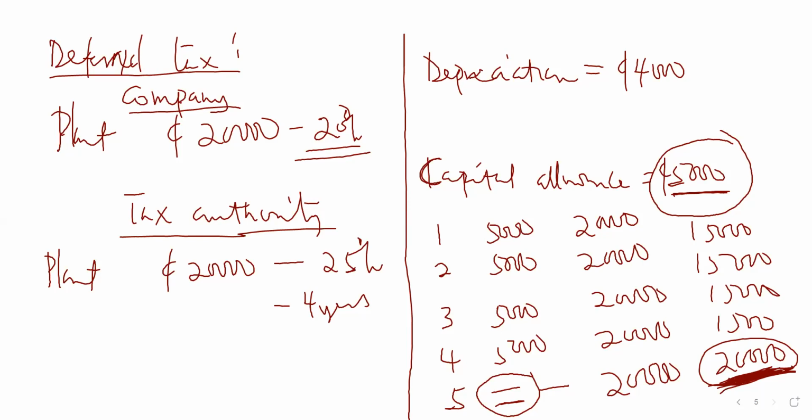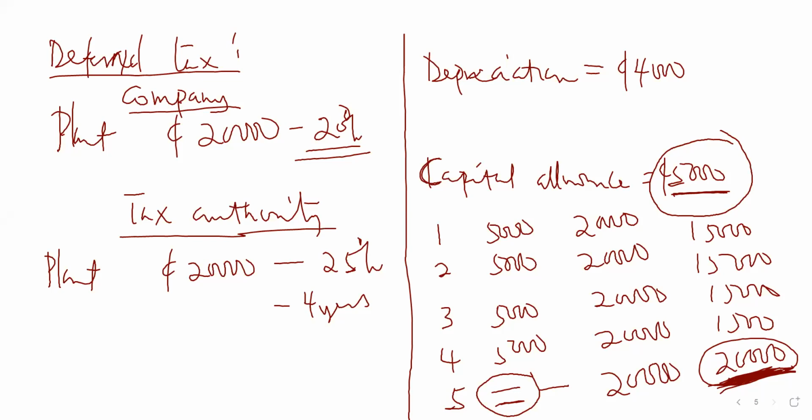So what we do is that we now make a provision for that particular tax that we are going to pay in the future when our capital allowance has been exhausted. That is what we are talking about as a deferred tax.